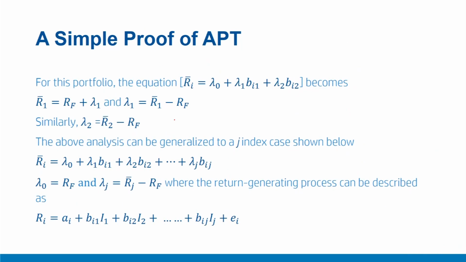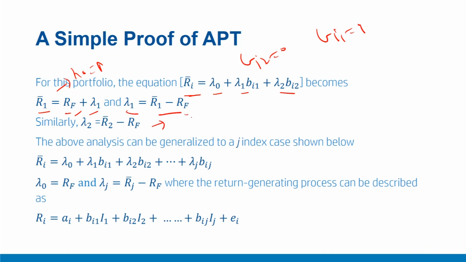Let us discuss the properties of this portfolio. In the equation that we saw earlier for two index equilibrium returns, Ri bar equal to lambda naught plus lambda 1 bi1 plus lambda 2 bi2, in this particular case where bi2 equal to 0 and bi1 equal to 1, this portfolio becomes Ri bar equal to Rf plus lambda 1. Remember, lambda naught equal to Rf. So we substitute that value, and therefore here we get lambda 1 equal to R1 bar minus Rf.